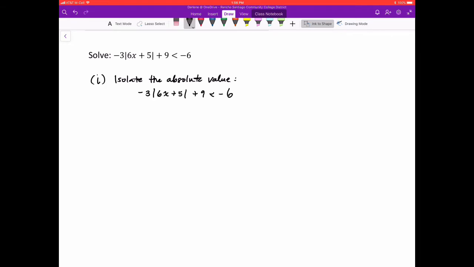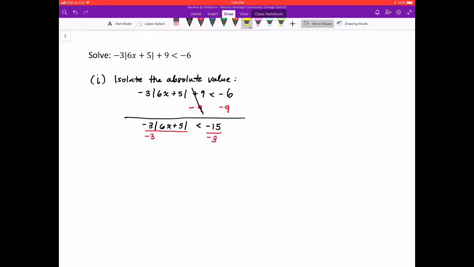The first thing we'll do is subtract 9 from each side, and we'll get negative 3 times the absolute value of 6x plus 5. The 9's cancel out on the left, and negative 6 minus 9 leaves me with negative 15. Now I can use the multiplication principle and divide each side by this coefficient of negative 3.